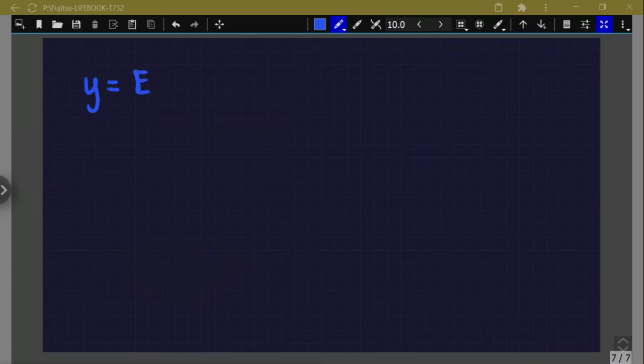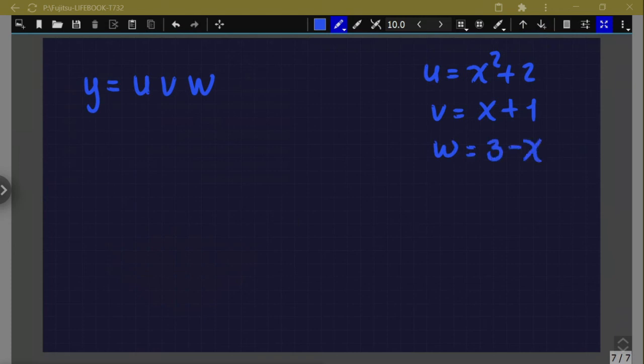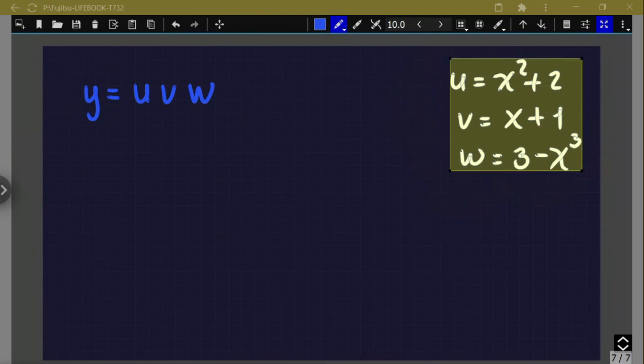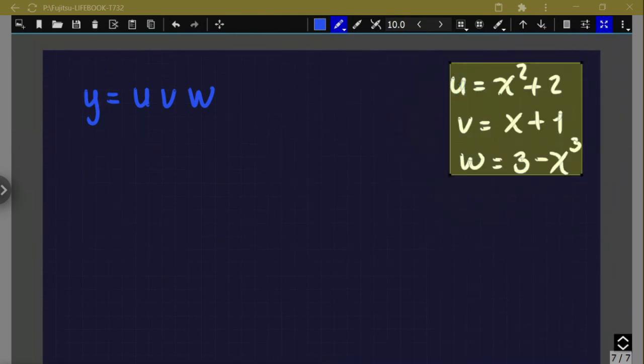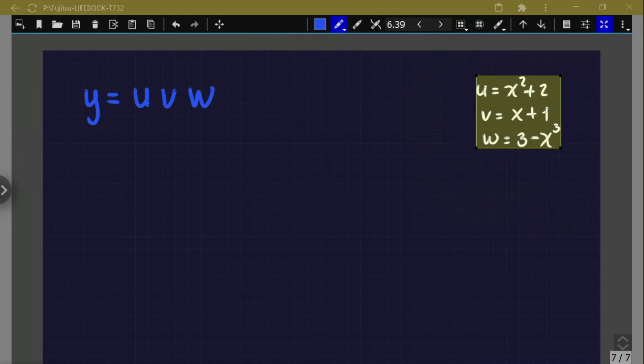Let me use maybe u, v, and w. Those are expressions where u, for example, could be something like x squared plus 2, v could be x plus 1, and w could be something like 3 minus x cubed. So they could be expressions, all of them, but it's not necessary. Just take it from the point of view that they are expressions.